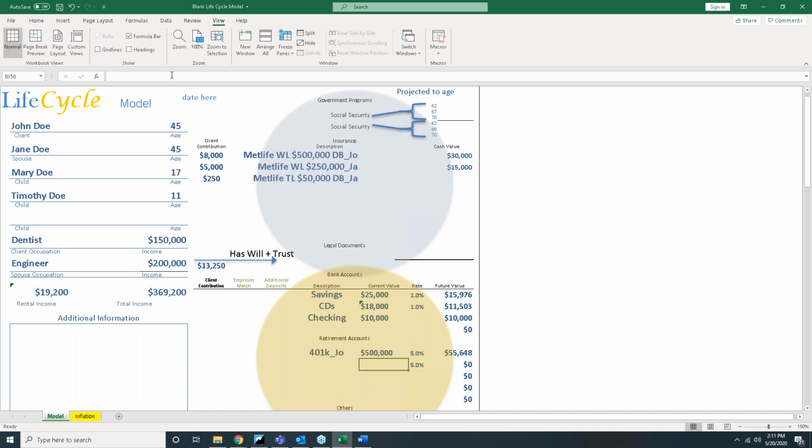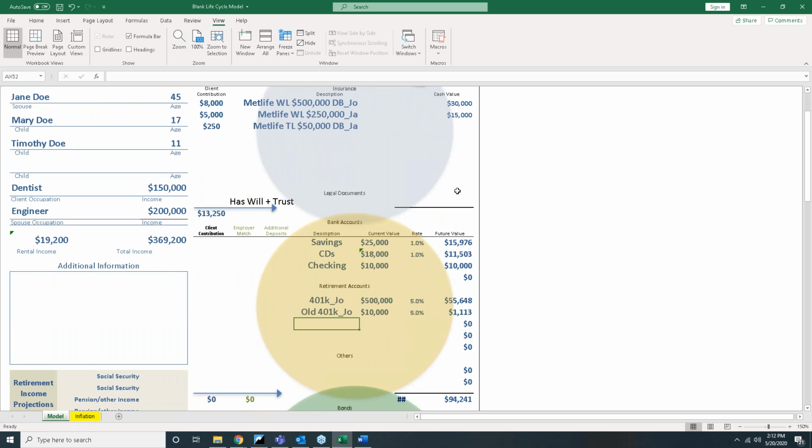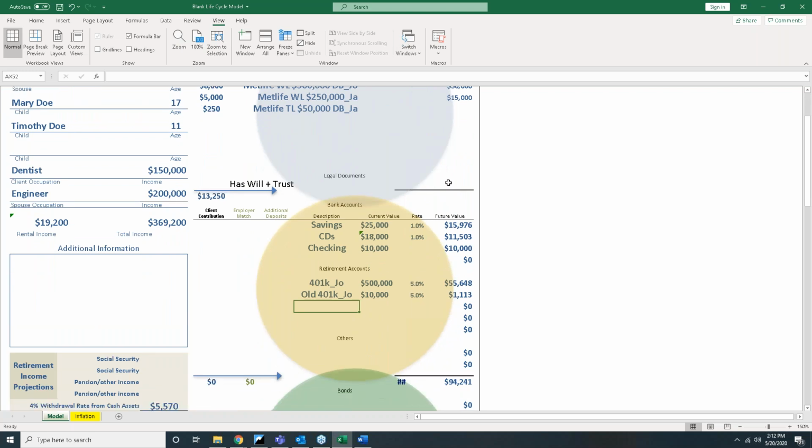And so also John Doe has a leftover 401k from his previous job. So we'll say that's about maybe $10,000. And then we'll put old 401k underscore JO. And as you see here on the right side, let's scroll down. You'll see that the right side here has the future values as well based on the percentages.